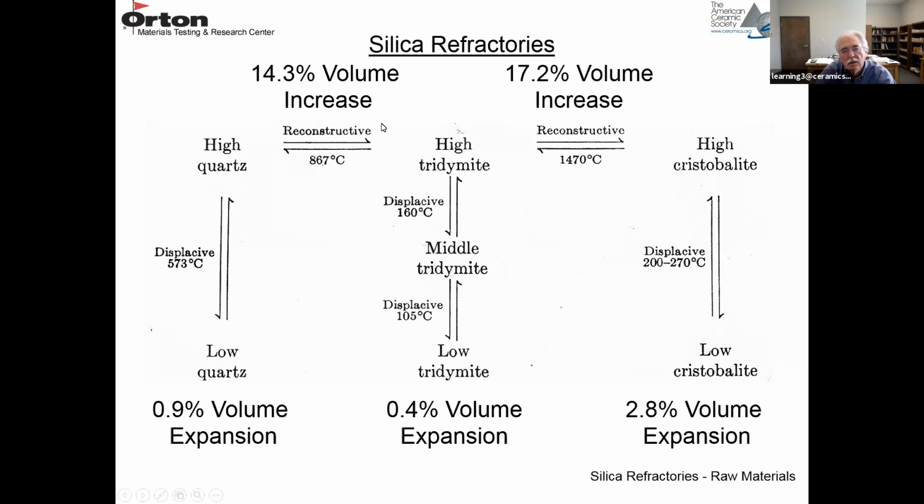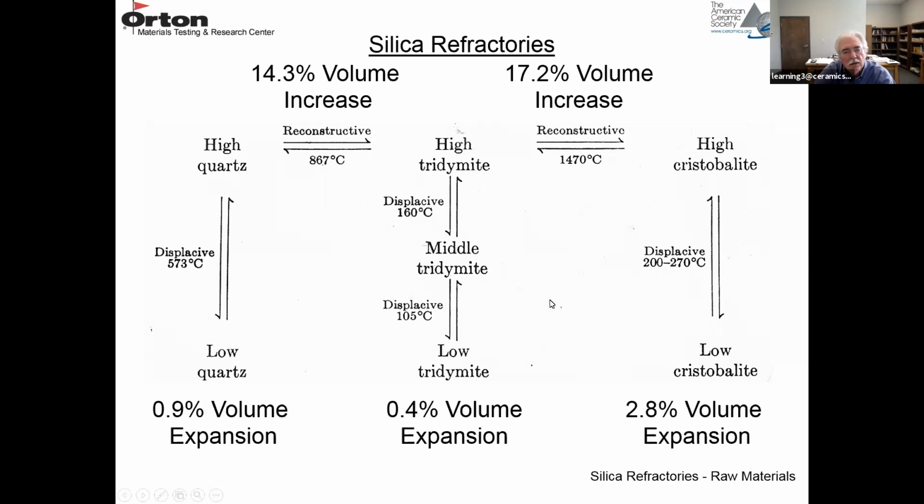So in high quartz, the transformation to high cristobalite, there's a 14.3% volume increase. And when you go from high quartz to high cristobalite, there's a 17.2% volume increase.